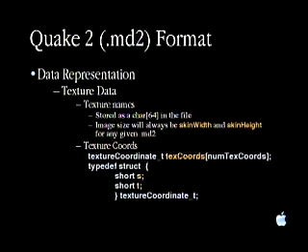Some little caveats about this. For any given MD2 file, the skin width and skin height will be the same. You can have as many skins as you like, but they all have to be of the same size. Your texture coordinates are a small struct of 2 shorts, the S and T coordinates. There's really not much more to it than that. Those describe the coordinates of the slice of the texture that you're going to be using for whichever vertex the texture coordinates apply to.